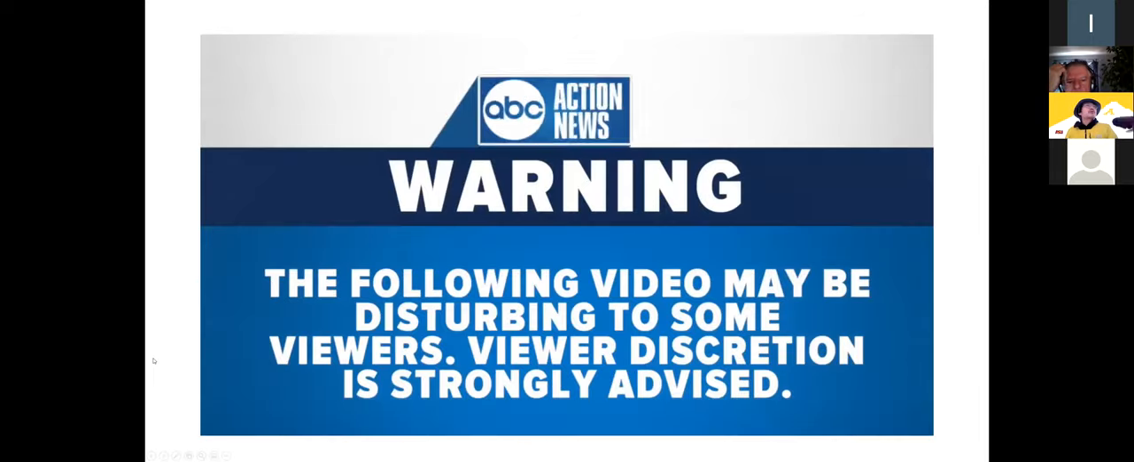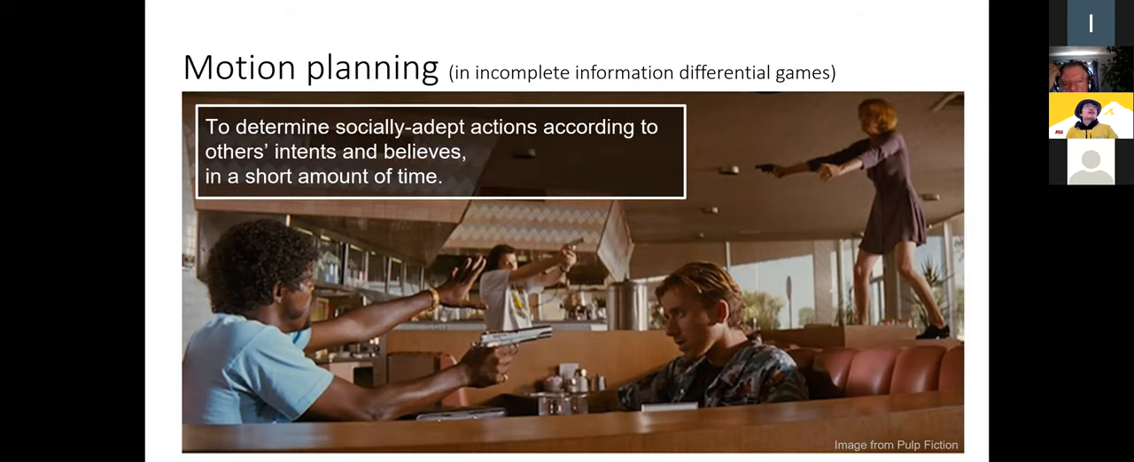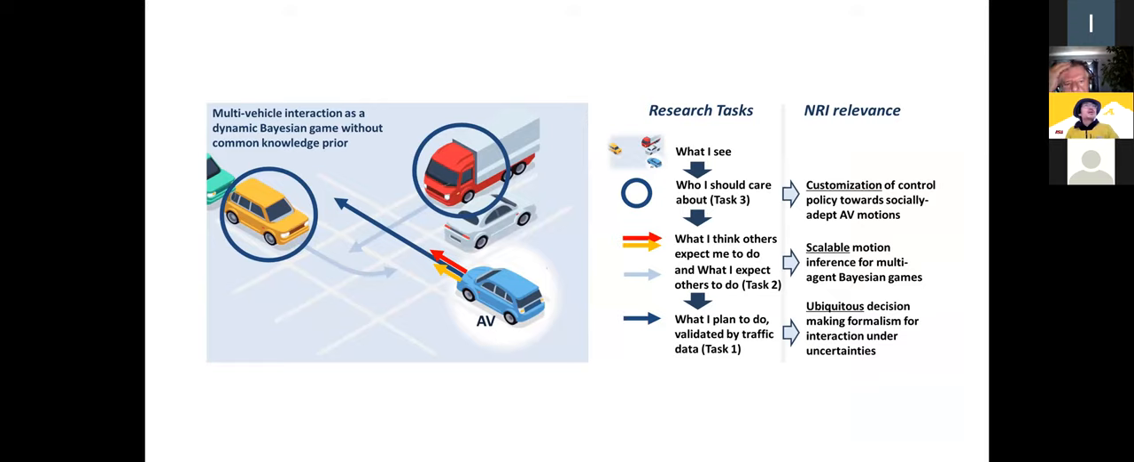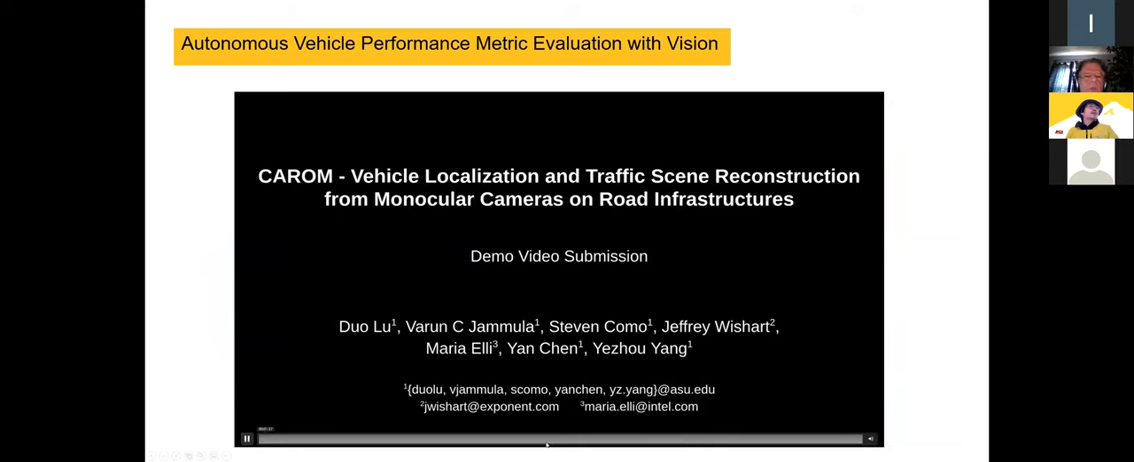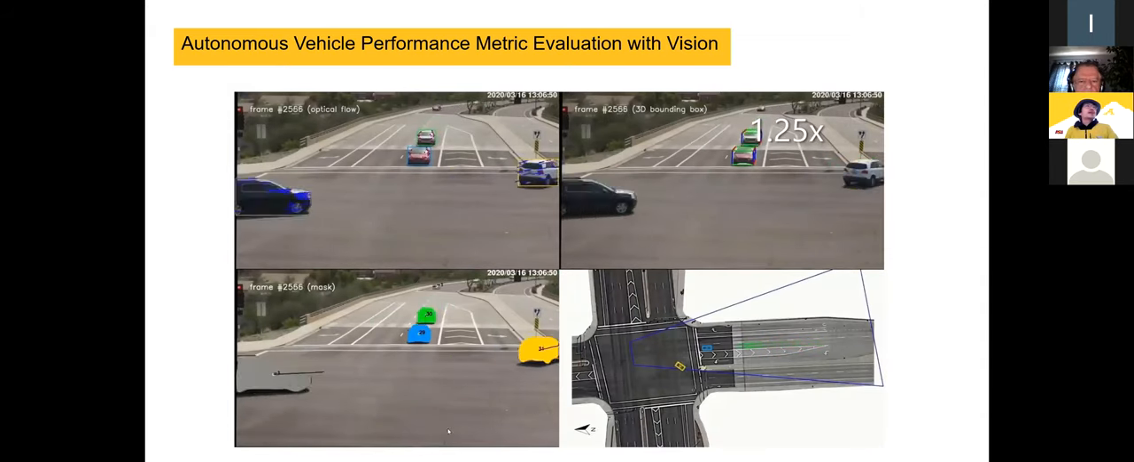So that brought the Arizona government into the question of how to regulate autonomous cars driving on the road. Essentially, an autonomous car driving on the road is an intent inference problem. You need to understand the intents of the other agents, in a game with beliefs about other intents, in a short amount of time. So it's a showcase of why intent encoding is important in autonomous driving. We have an NRI project dealing with intent inference here. And we also deployed a vision system.